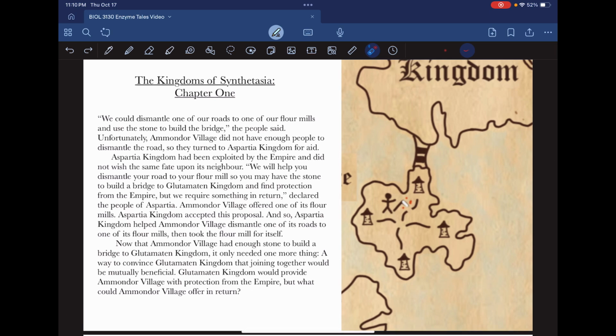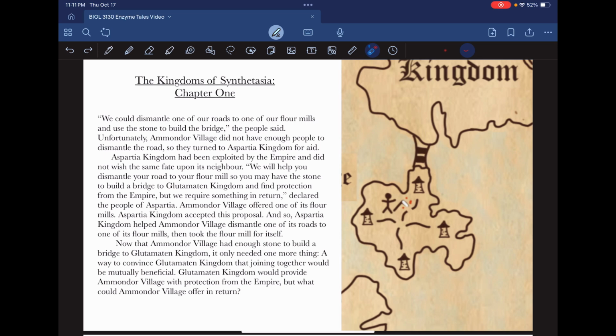The Kingdoms of Synthetasia, Chapter 1. We could dismantle one of our roads to one of our flour mills and use the stone to build a bridge, the people said. Unfortunately, Amondor Village did not have enough people to dismantle the road, so they turned to Aspartia Kingdom for aid. Aspartia Kingdom had been exploited by the Empire and did not wish the same fate upon its neighbor. We will help you dismantle your road to your flour mill so you may have the stone to build a bridge to Glutamating Kingdom and find protection from the Empire.